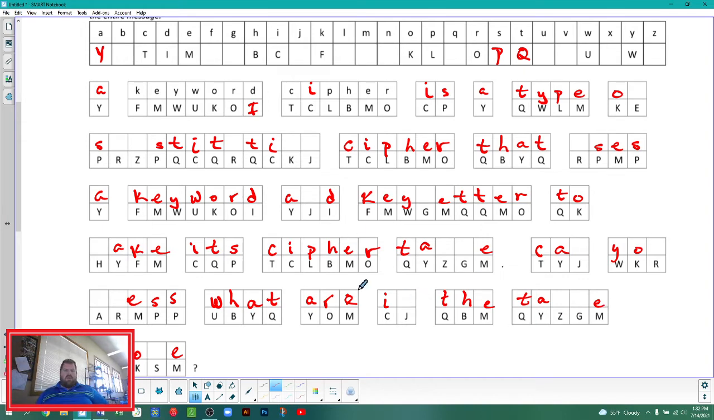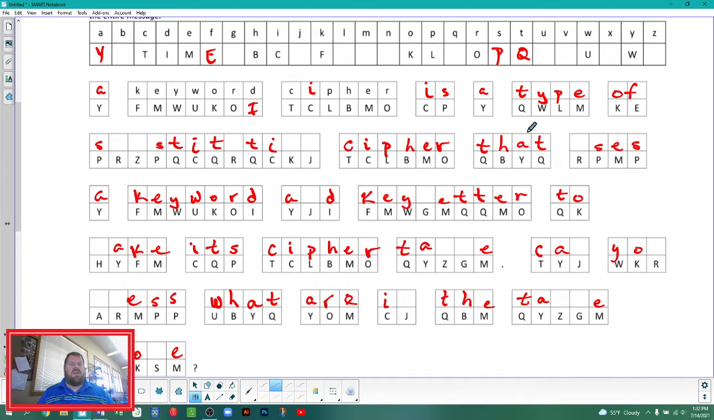Any more P's? Sorry, I get caught sometimes looking at what the message is, plain text. But I think we're good. Okay. So a keyword cipher is a type. Two-letter word starts with an O. On, type on, something cipher, maybe a type of. Let's guess of. So I'm going to say that F comes from E.